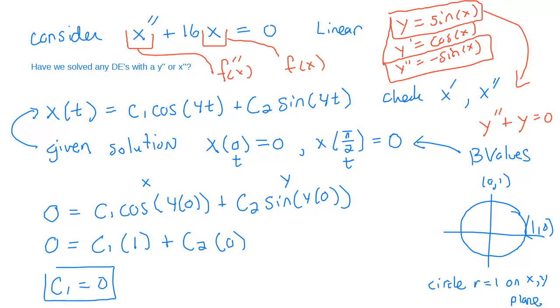So what about the other boundary value point? We have x of pi over 2 equals 0. Let's plug that in. I'm just using this equation right here with C1 and C2 in it. So 0 equals C1 cosine, and I'm going to plug in pi over 2, and that reduces to 2 pi. Then I have C2 sine, plugging in pi over 2, and I think that also reduces to 2 pi.